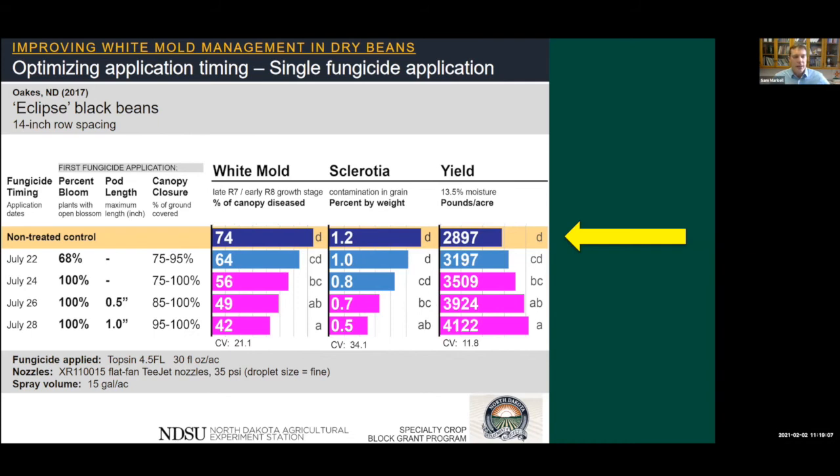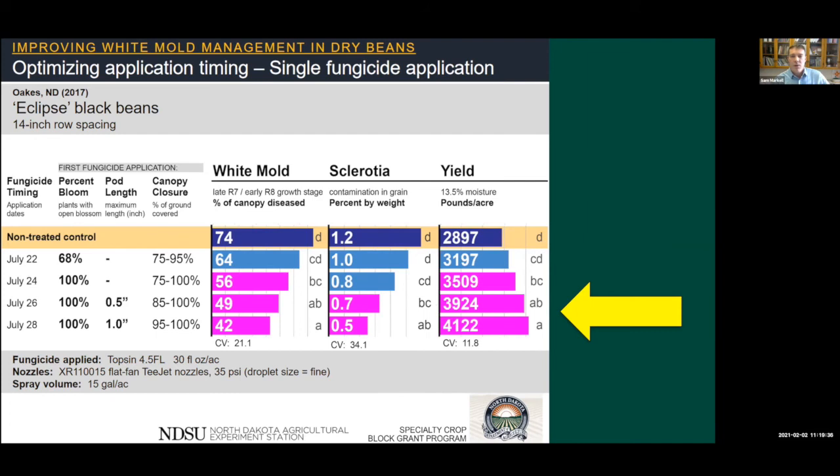So in this particular case, if you follow me across this one, this is the non-treated control. He's giving you the fungicide timing, the percent bloom, the pod length, and the canopy closure. Of course, with the non-treated, none of that matters really. And then he's measuring white mold, sclerosis, and yield. So looking first at the white mold level, that bar is 74% of the canopy is diseased. You'll notice right away that bar is dark blue, okay?